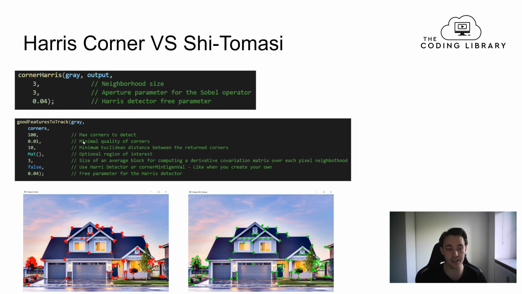We can also specify the minimum quality of the corners, so the minimum quality before we don't really see them as corners anymore. And we can specify the minimum distance between the returned corners. We also have the size of an average block for computing a derivative covariation matrix over each pixel neighborhood. And we also have some free parameters for the Harris detector that we can tune around to get the best results when we're using this.